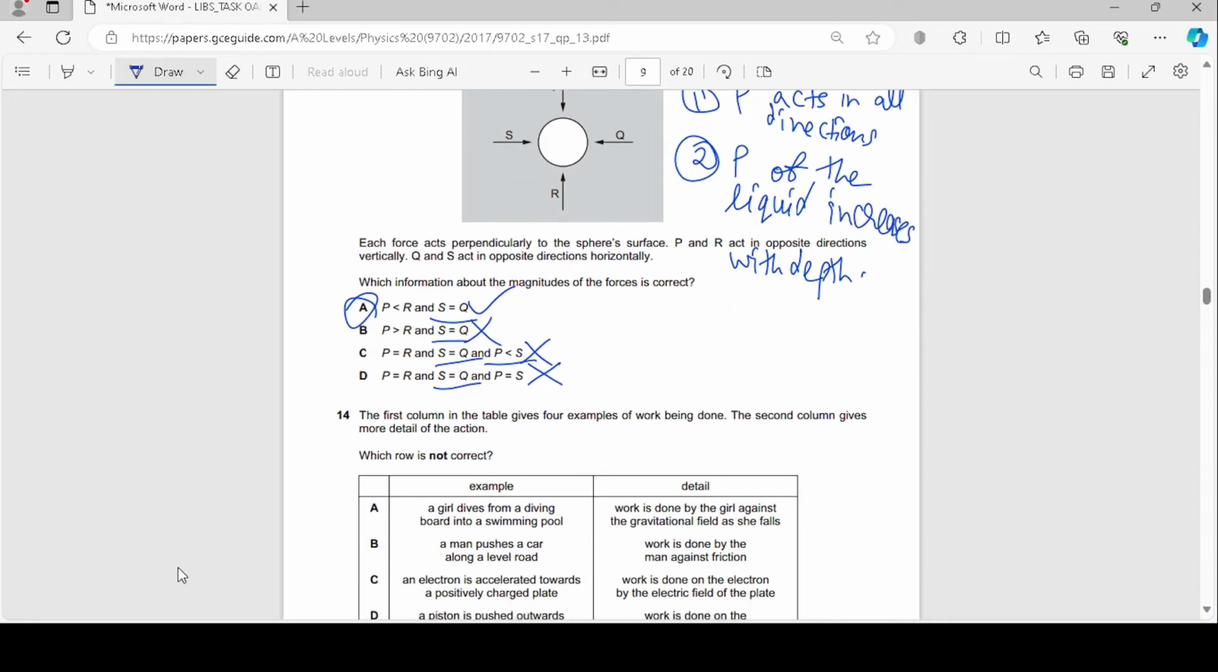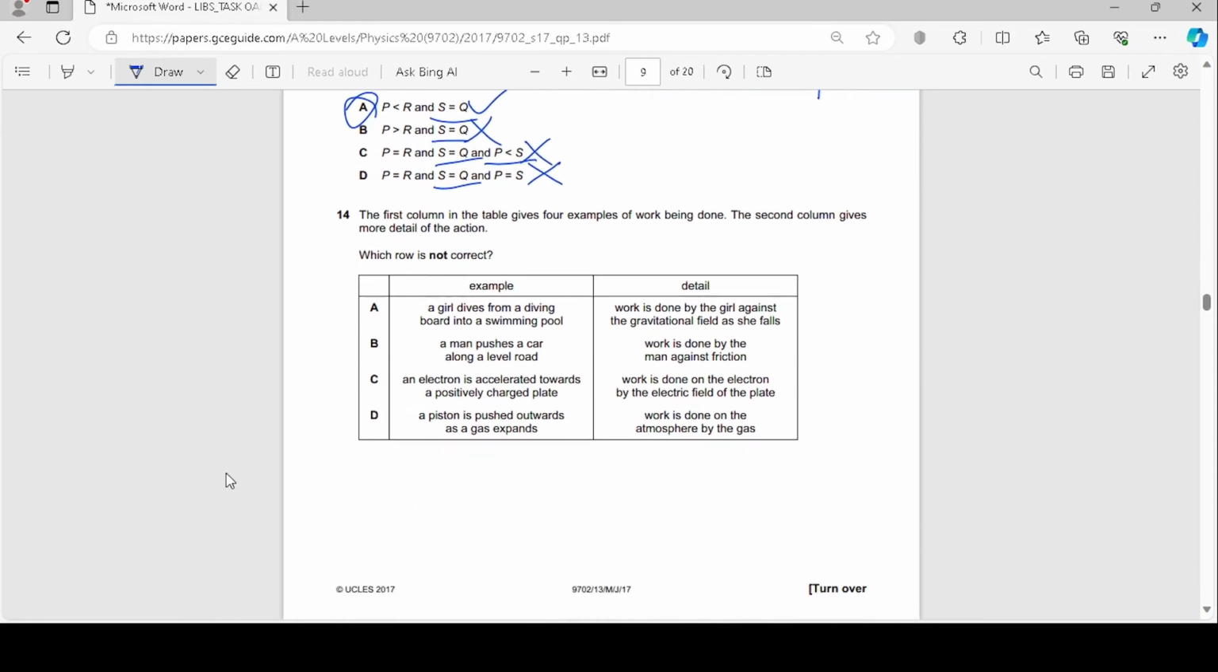Question number 14. The first column in the table gives 4 examples of work being done. The second column gives more detail of the action, so which row is not correct? The first example is a girl dives from a diving board into a swimming pool. So she's diving down. Work is done by the girl against the gravitational field as she falls. I feel like A is immediately the answer, because this is not correct.